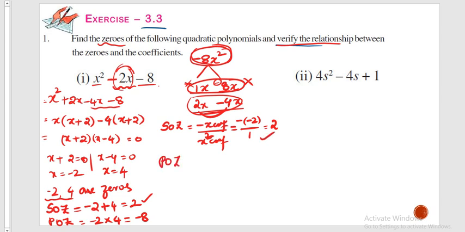Next, product of zeros. Product of zeros is given by constant by x square coefficient. So what is the constant here? Constant is minus 8 by 1, which is nothing but minus 8. So we got the product of zeros as the same, right? If you don't know how to take the coefficient, x square coefficient here is 1, x coefficient is minus 2, and the constant is minus 8, right?